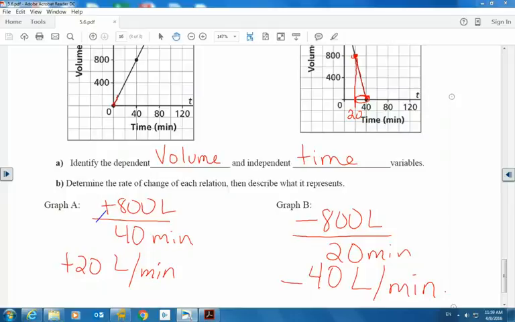Does that make sense that graph A is positive and graph B is negative? Yeah, why? In real life, why? The second one is losing water. It's getting emptied. It's getting smaller.